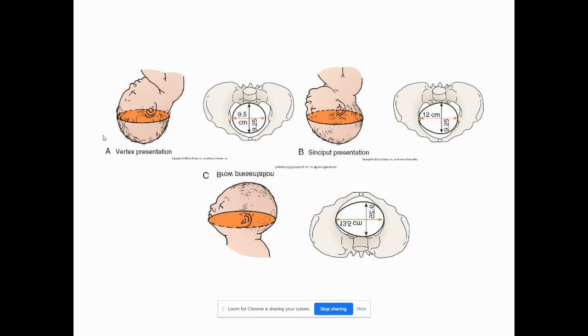These are just more of those dimensions. You can see why vertex is optimal because the baby's head is probably 9.5 by 9.25 or somewhere in there. It can fit through. The sinciput presentation, where the baby's head is not flexed, has pretty large diameters there. And in C, where we have the brow or the face presentation, the baby is in full extension, and that's going to be a very difficult pass through.